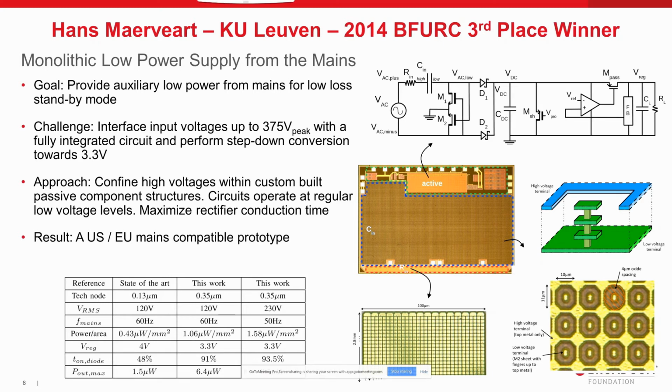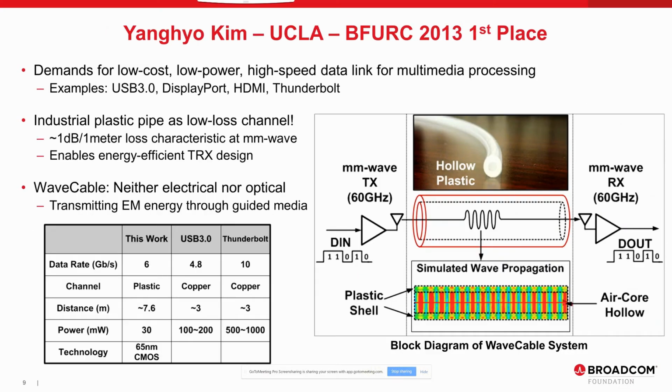So let's take a look at the last slide that I want to talk about, and this is Yang-Yo Kim from UCLA. This was from 2013, first place. So again, take a look at the diagram. This is a very compelling diagram, and it conveys most of the things that he wanted to do in a very simple way. He's got a nice bullet point that says, let's set up the problem. We need a low-cost, low-power, high-speed data link for multimedia processing. And their solution was to go with an industrial plastic pipe. So the diagram shows the pipe at the top.